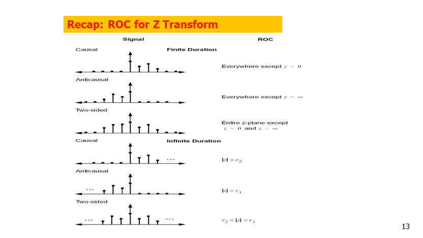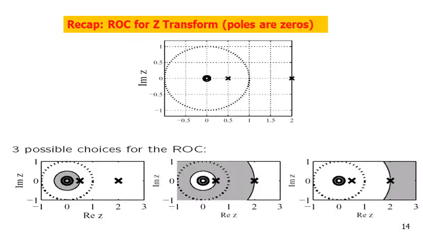Then another thing that we discussed in class about the ROC was that if you have more than one pole, or even if you have one pole, the ROC is determined by the poles. The ROC never contains a pole, but it can be between two poles, or it can be inside the innermost pole, or it can be outside the outermost pole.